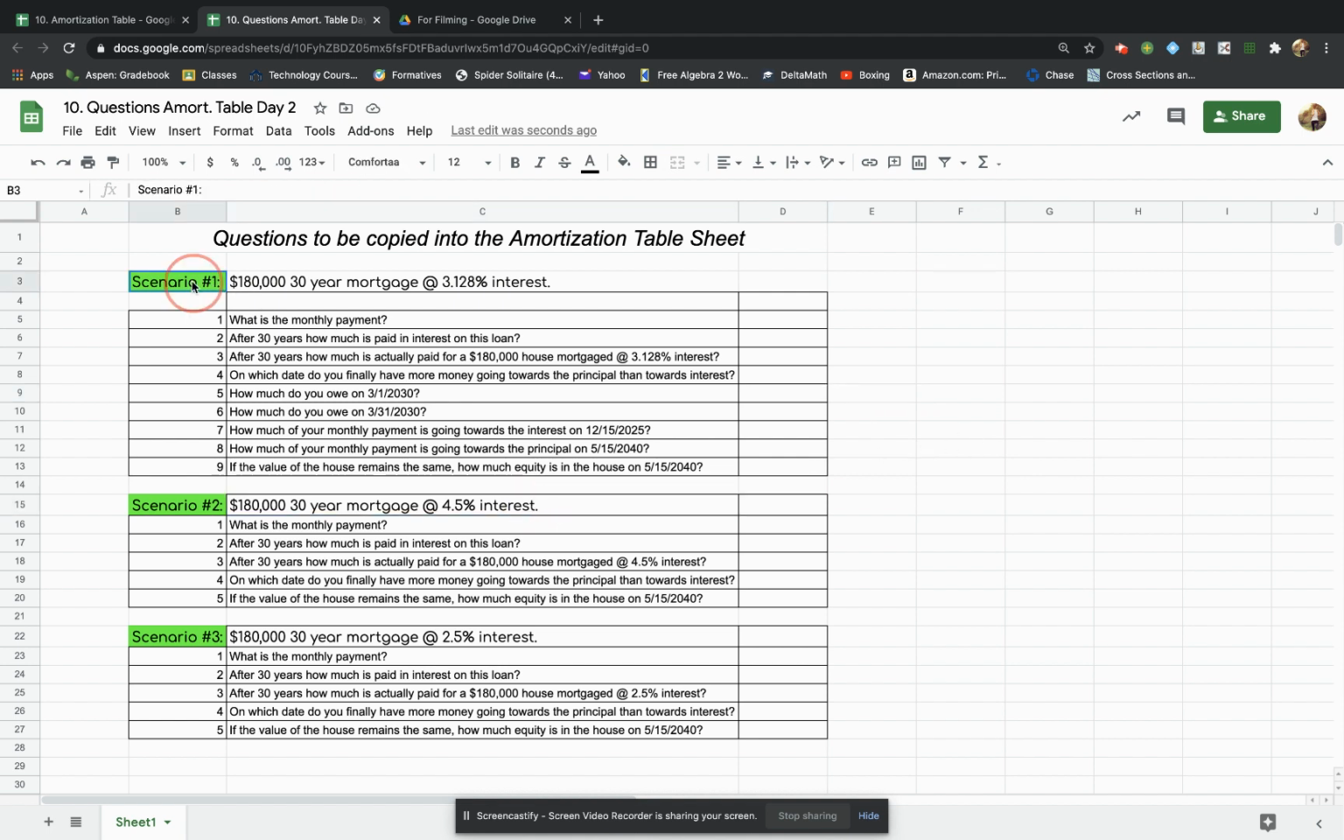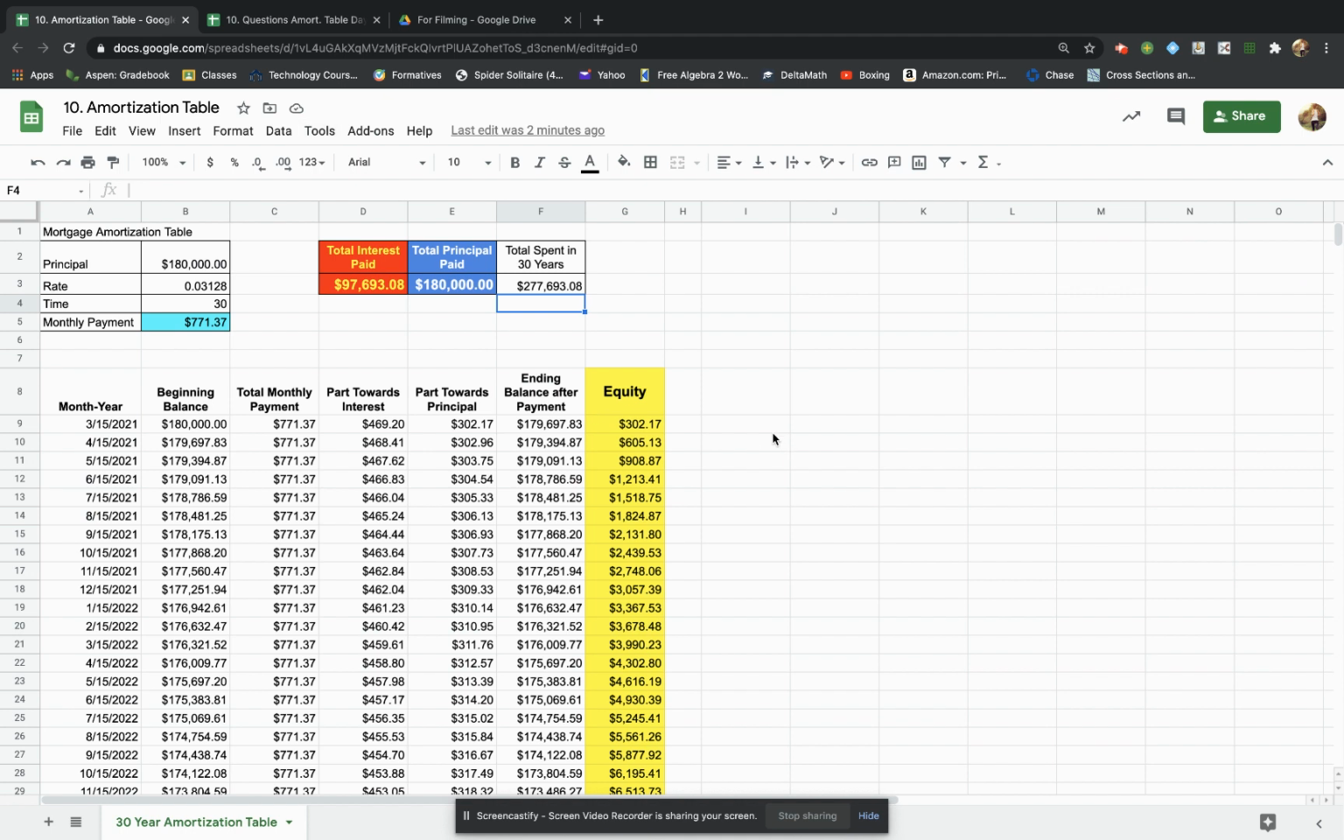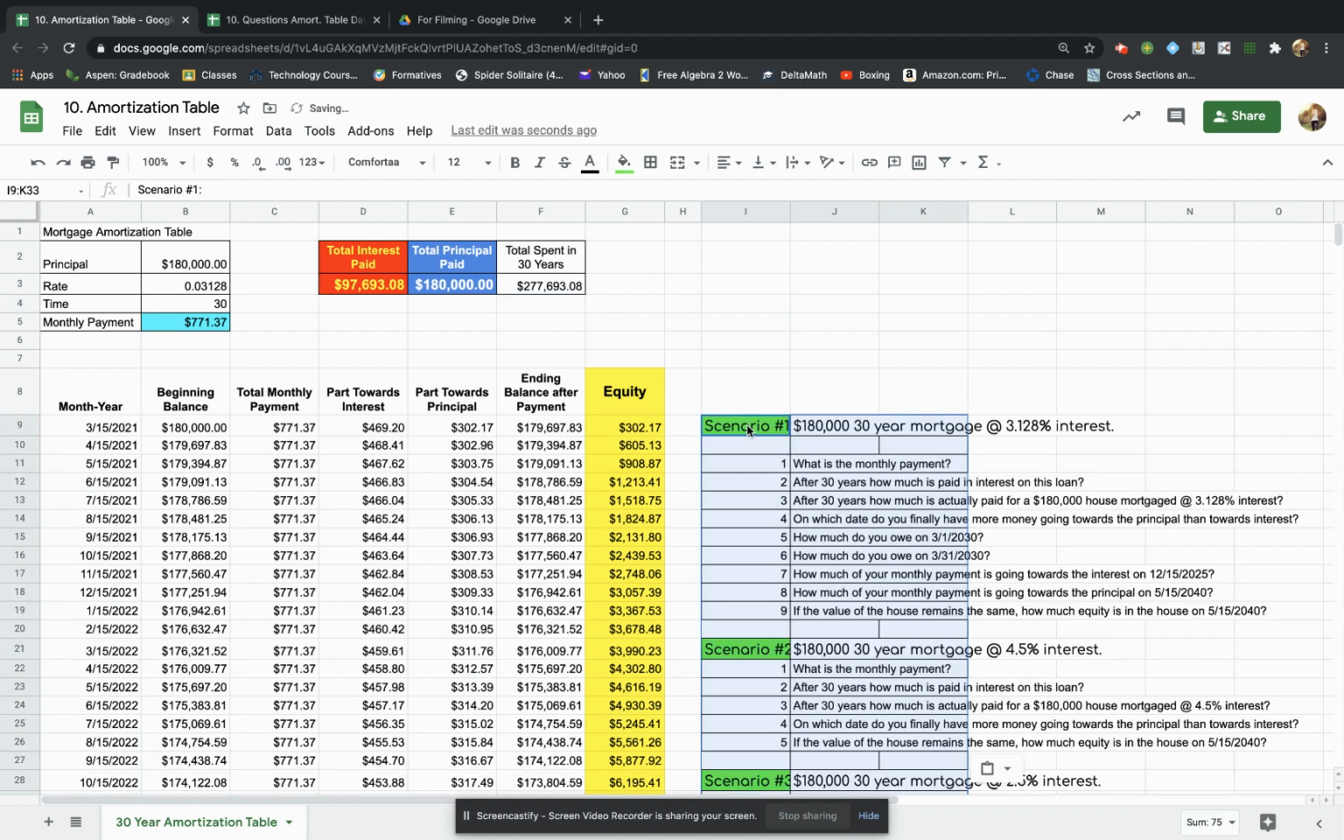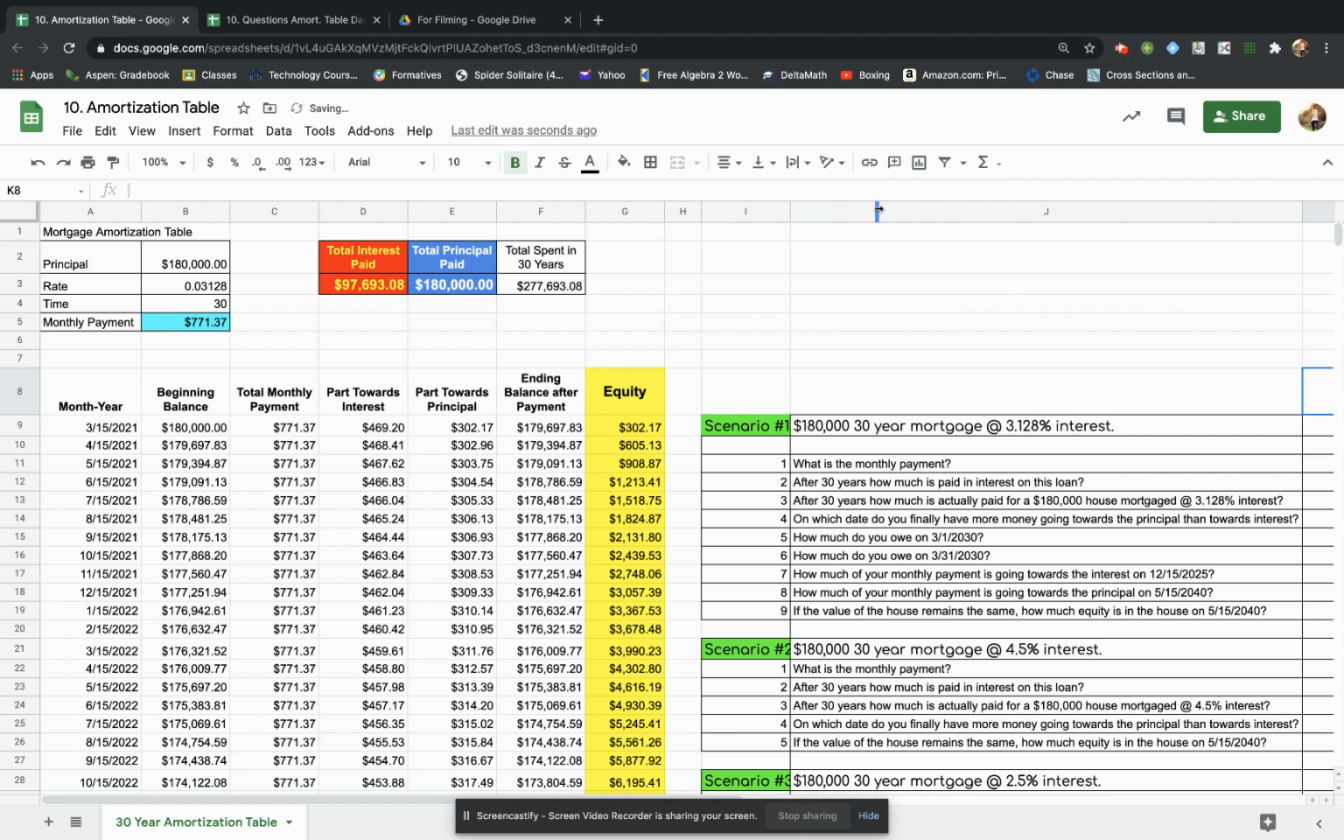Yeah. Okay, so I just want to go from cell B3 through D27. We're going to just copy and we're going to go back to our table and we're going to paste them into cell. Let's go with cell I9. Paste them in there. And you can adjust your columns if you want to so that you can see the questions and see the table.